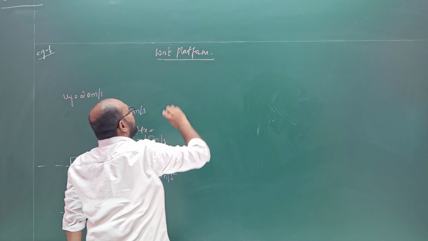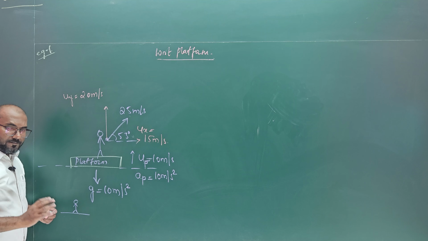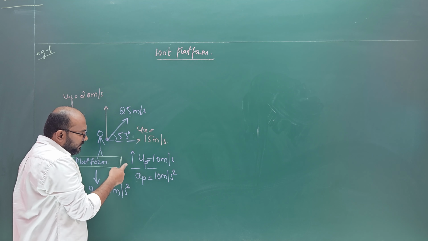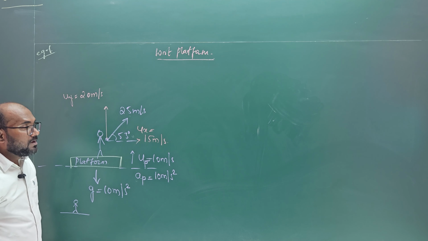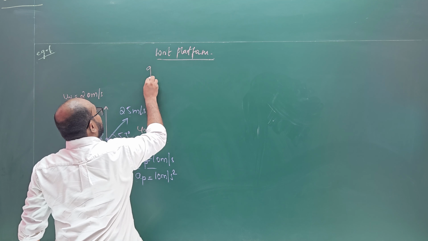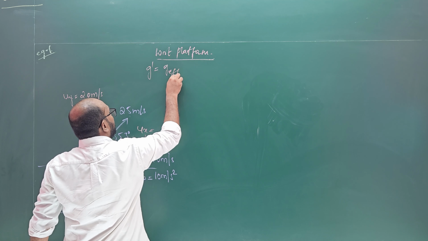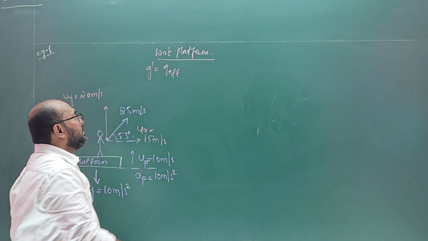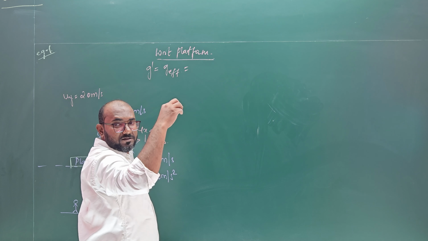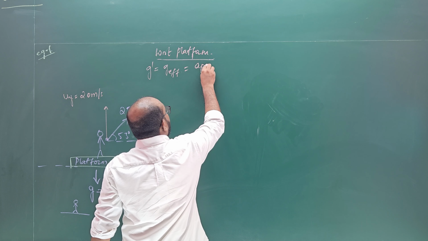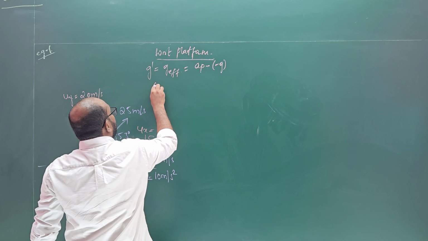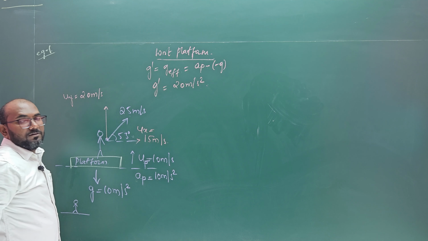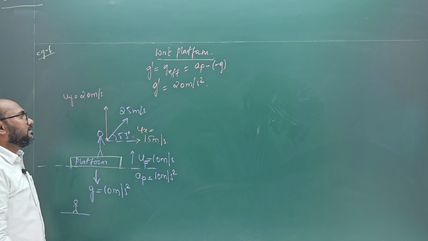With respect to the platform, this acceleration g is acting in the downward direction and the acceleration of the platform is in the upward direction. So g effective, or g dash, both are nothing but the same representation. Both are in opposite directions, so we can write ap minus of g, and this g effective, that is g dash, can be written as 20 meters per square second.